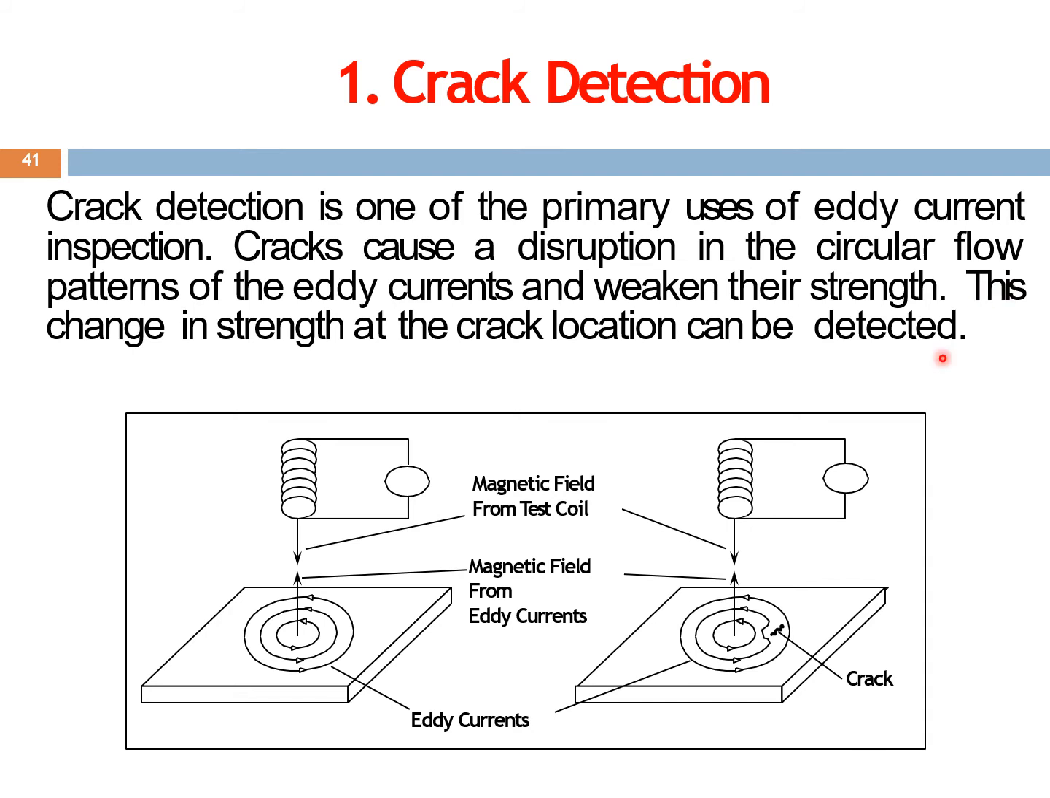Actually, we know that eddy currents are produced as closed circular loops, and this is the specimen where we need to find the cracks that are present. As per our principles, eddy currents are produced on the surface. Now if there are any cracks, as shown in the figure, you can see here that a crack is being formed. Because of the crack, the closed loop structure is being affected. This can be detected by the use of signal detectors.